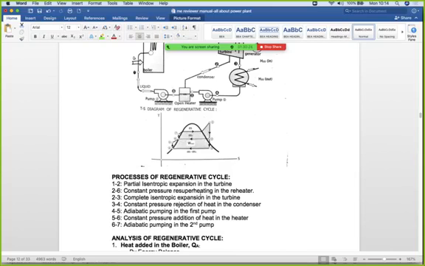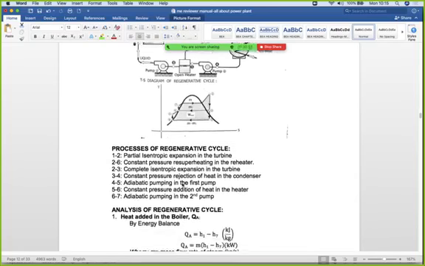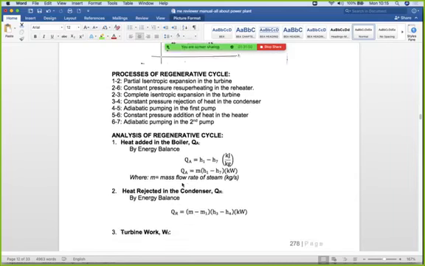So if you were asked what is the type of cycle relating to a steam power plant that has seven processes, these are referring to the regenerative cycle. For the six processes, we have the reheat cycle. For the four processes, that is the Rankine cycle. So this is the analysis of the regenerative cycle.